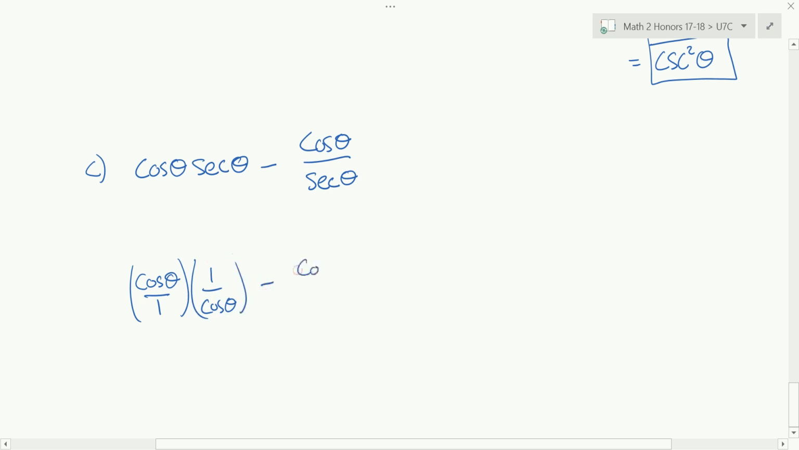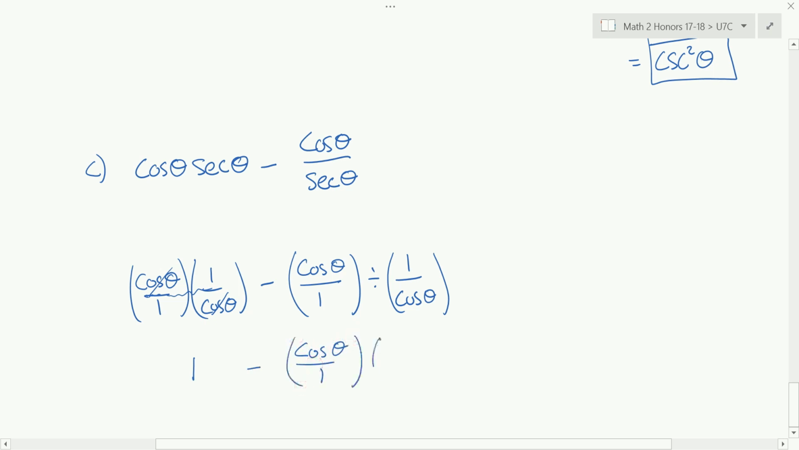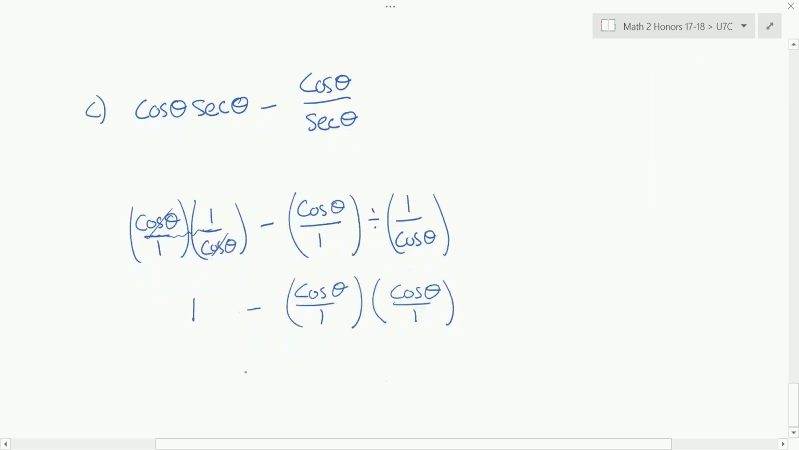minus cosine divided by secant, which is 1 over cosine, right? So the first part, we can make this one fraction when you multiply and reduce that fraction. So that first part just becomes 1 minus cosine theta over 1, and change your division problem into a multiplication problem by flipping that second fraction over, cosine theta over 1. And so we end up with 1 minus the cosine squared theta.